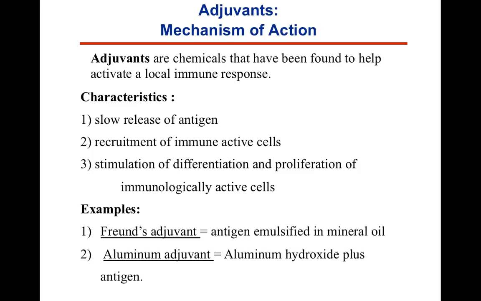There are two here: Freund's adjuvant and aluminum adjuvant, otherwise referred to as alum. With Freund's adjuvant, the antigen is basically solubilized in a kind of witch's brew of mineral oil and some other things. And with alum, the adjuvant that's used is aluminum hydroxide. And these function to stimulate the inflammatory response in that area.